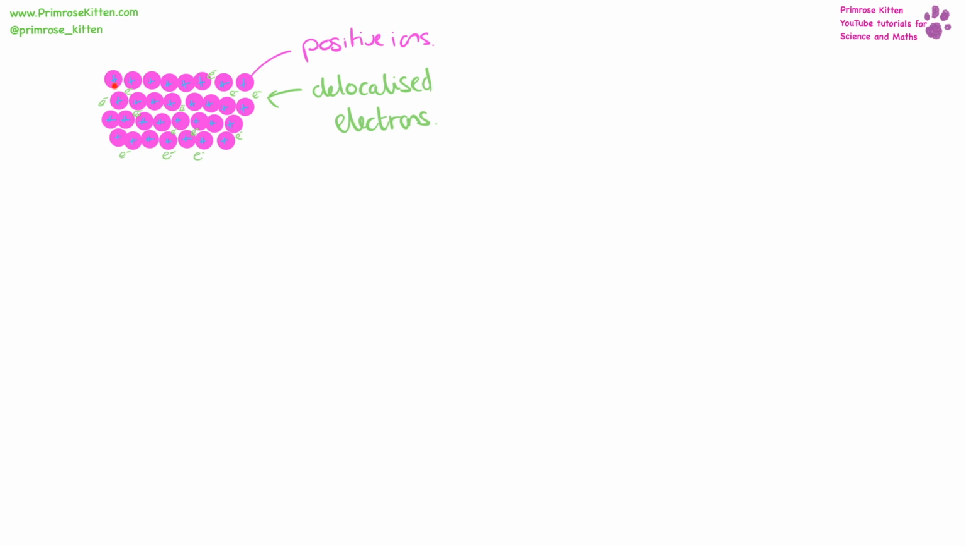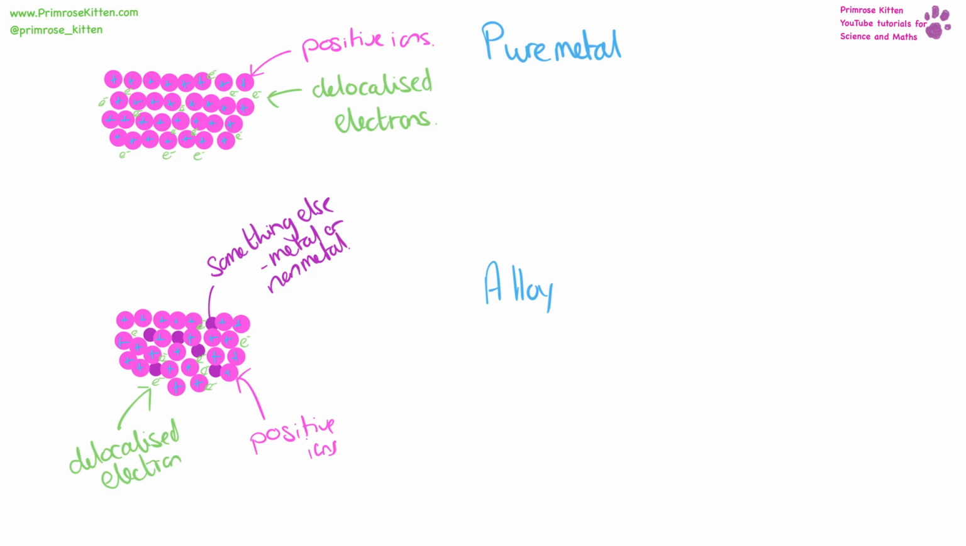Metals are made up of positive atoms in a sea of delocalized electrons, and these electrons being free to move is the reason that metal can conduct electricity, and why it's so good at conducting heat. An alloy looks slightly different to a metal. We still have our positive ions, we still have our delocalized electrons, but there's something else in there as well. This may be another metal it's alloyed with, or it may be something else like carbon.